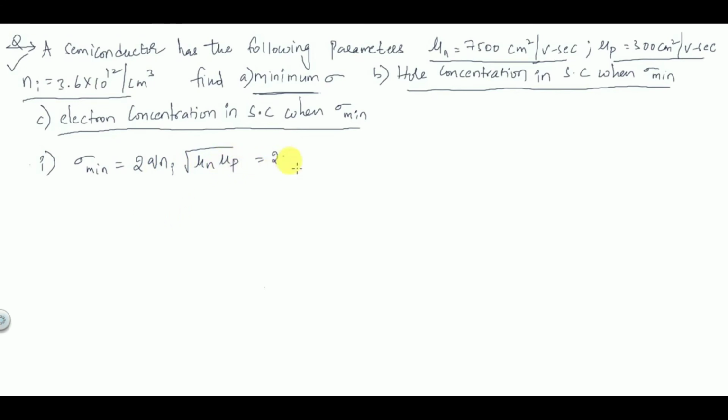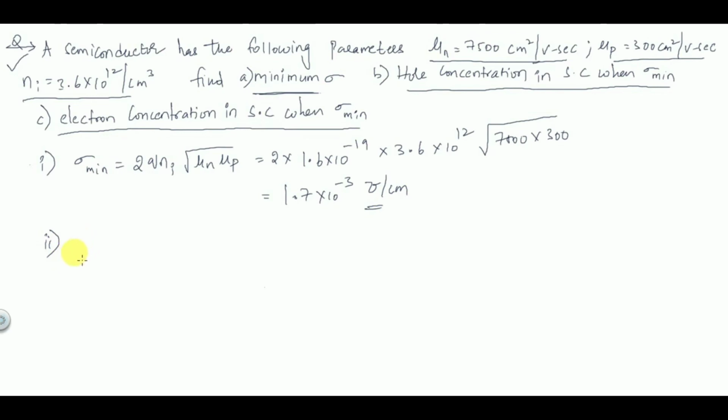So 2 into q, the charge, 1.6 into 10 to the power of minus 19, into ni, the intrinsic concentration, which is 3.6 into 10 to the power of 12, into root of mu n, which is 7500, into 300. Just solve this. I'll write the answer: 1.7 into 10 to the power of minus 3 mho per centimeter. So this is the minimum conductivity.